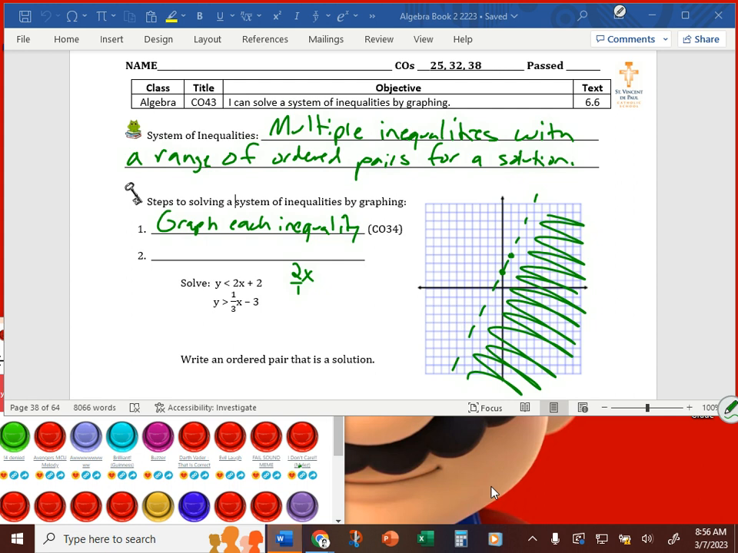Are the ordered pairs on the line a solution to the inequality? No, that's why it's dashed. Okay? This is the line, but anything on the line is not actually a solution. Any ordered pair in this section that I shaded will work. Every ordered pair on the section I didn't shade will not work.